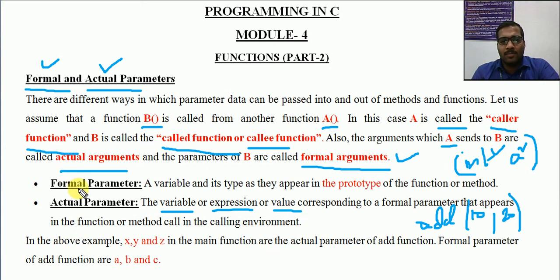The formal parameter is also called a dummy parameter. Just remember that name also, formal parameter or dummy parameter. So in our previous example, when we take our addition program, x, y, z that are passed from the main are called the actual parameters, and the formal parameters which are part of the function definition are a, b and c.